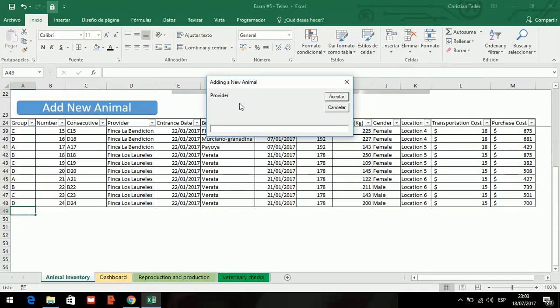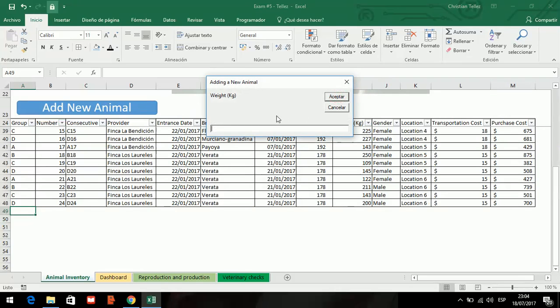Okay, so if we say a new animal, we can say which group it will be, group A. The provider may be La Marina. The entrance date, we can say 17 July 2017. The breed, Majorera maybe. We have some different breeds for the animals. The date of birth maybe 25 August 2016.